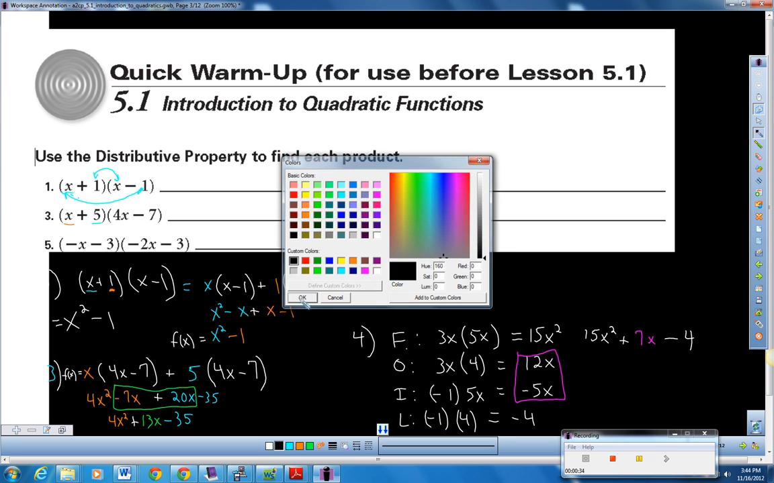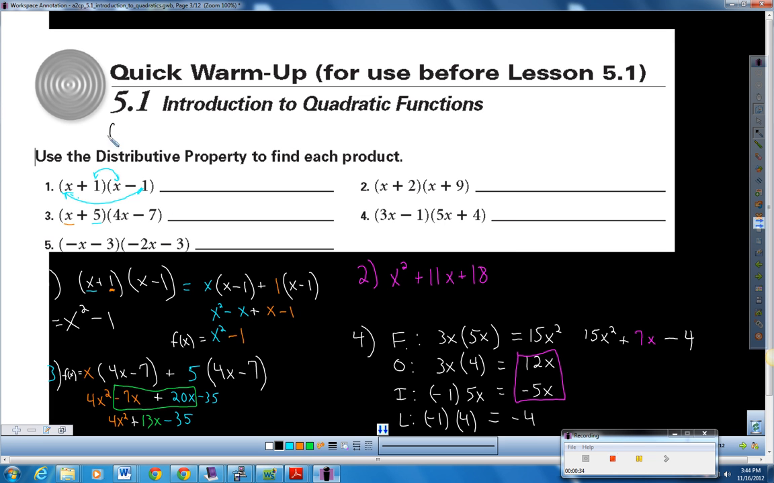The standard form of a quadratic, which is f of x set equal to ax squared plus bx, that's b times x. I could put parentheses around that. I'm going to choose not to right now, plus c. So that's our whole purpose in using the distributive property to find each product. Understand, we are multiplying binomials right here. We have a binomial multiplied by a binomial.